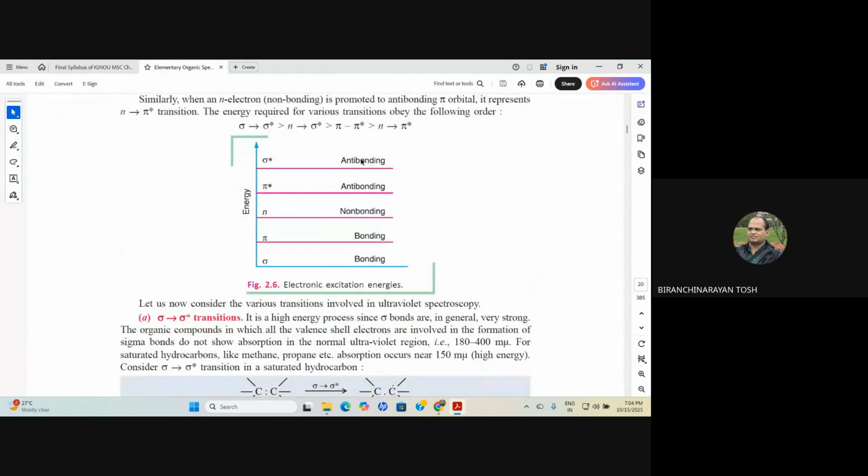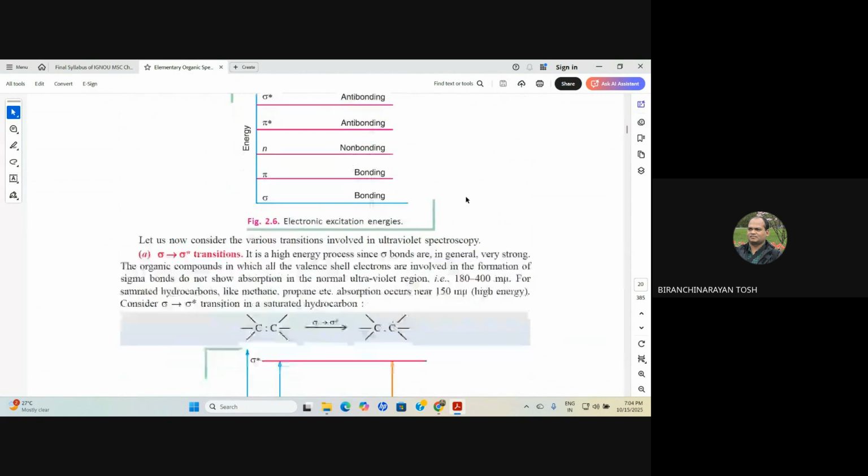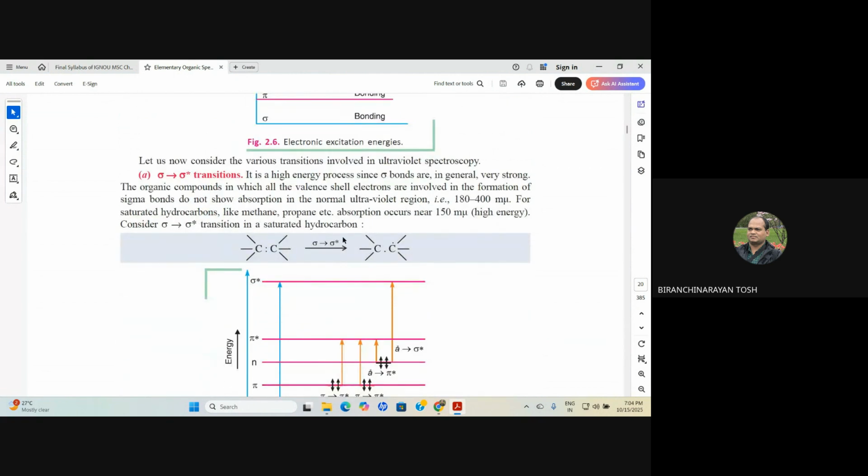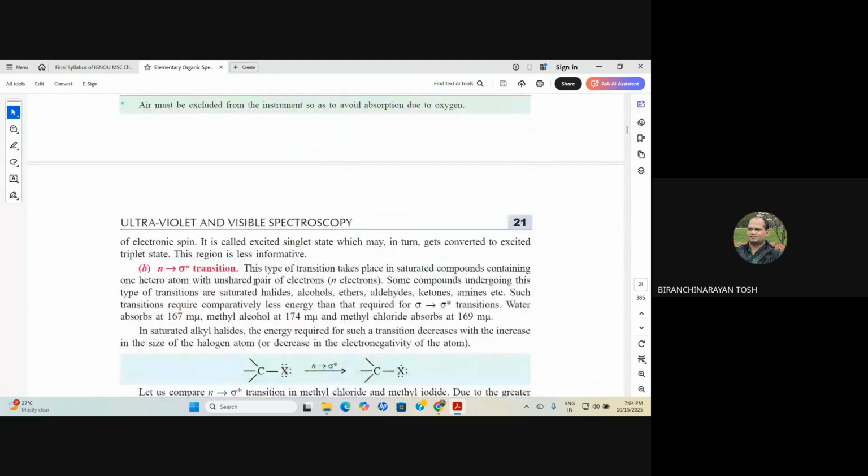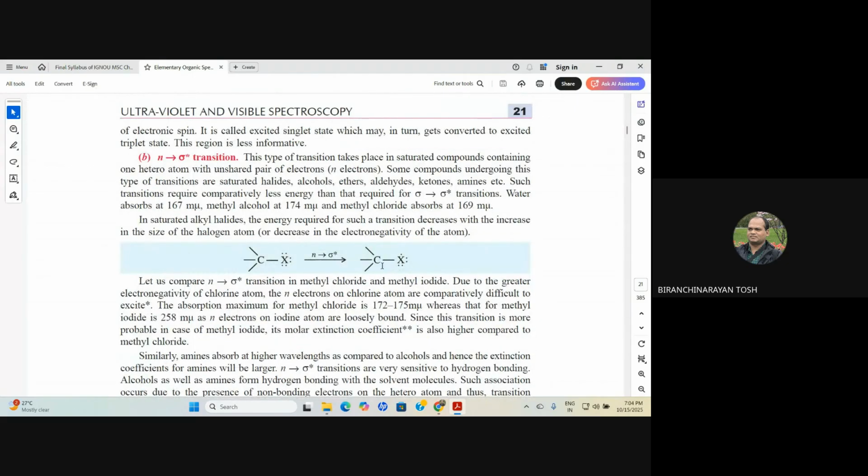Now you can see here the bonding and antibonding energy difference is shown. What I have discussed: sigma to sigma star transition in the case of alkanes. The n to sigma star transition in the case of alcohols or haloalkanes, because halogen contains a lone pair of electrons. They are absorbing at 170, 167 millimicron, or methyl alcohol at 174 nanometer. Millimicron and nanometer are the same thing. Methyl chloride at 169 millimicron. All are in far UV, not coming under visible.